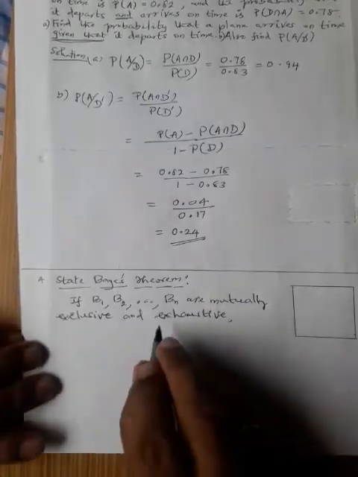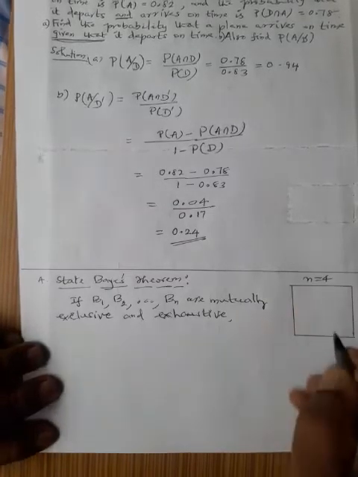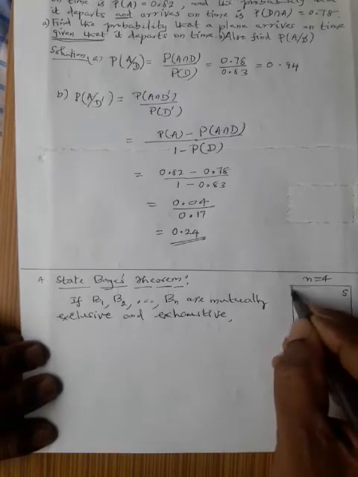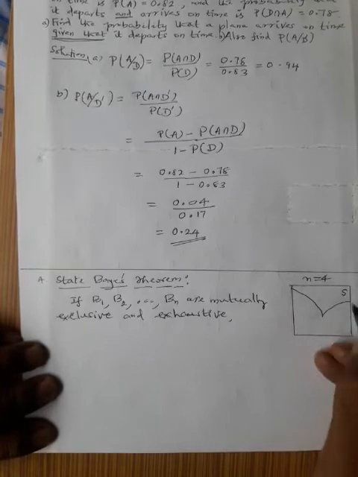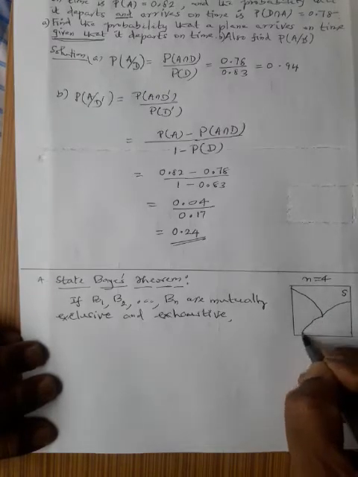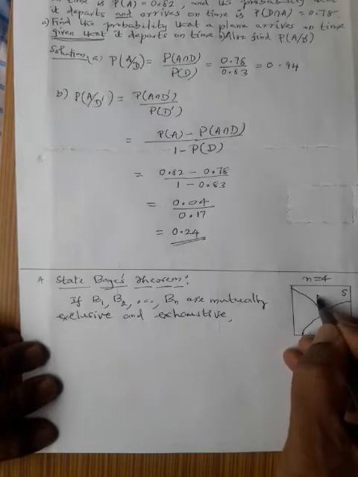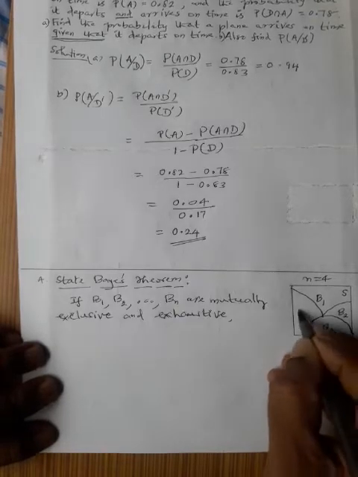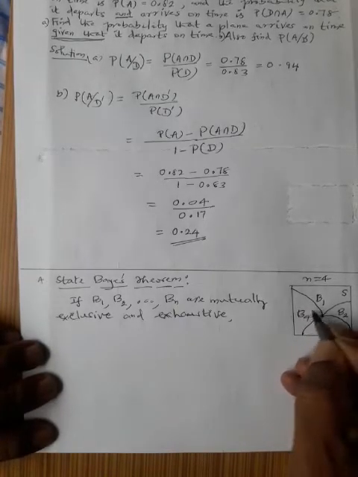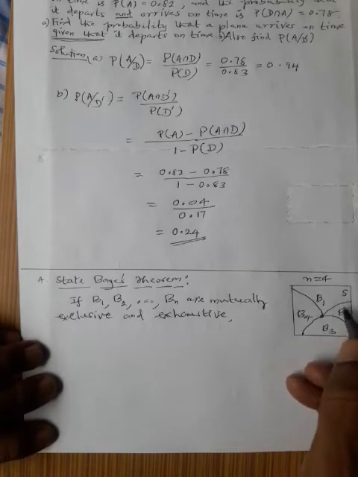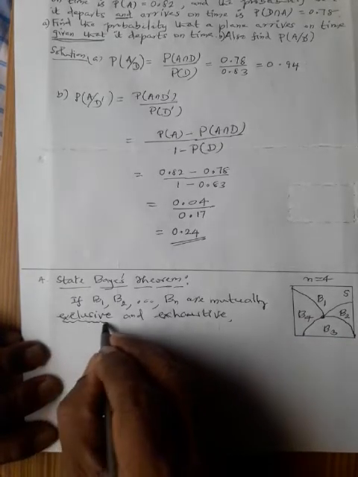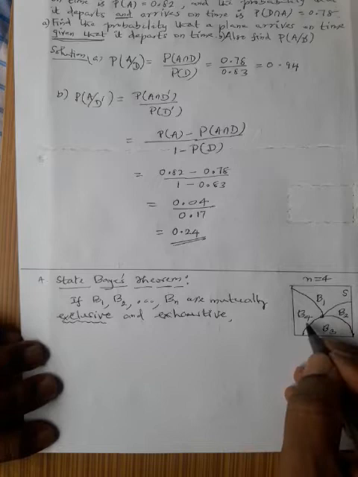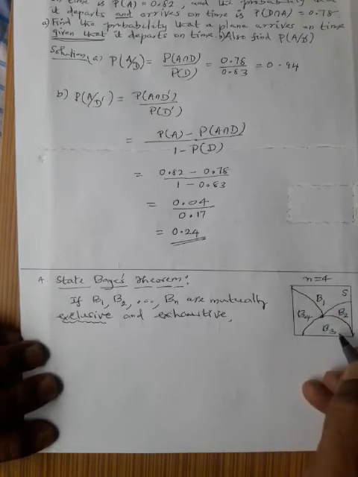What is the meaning of mutually exclusive? Take, for example, n equal to 4. The whole thing is our sample space. Let us take this as event B1, this is B2, this is B3, this is B4. Nothing is common between these 4, so they are called mutually exclusive. And they are exhaustive in the sense that the union of B1, B2, B3, B4 equals the whole sample space.